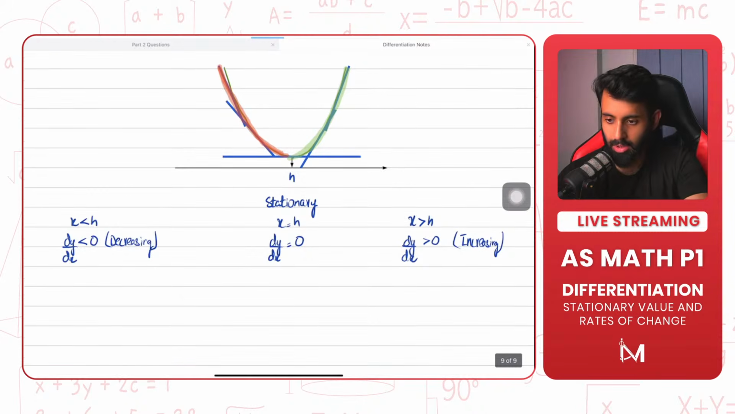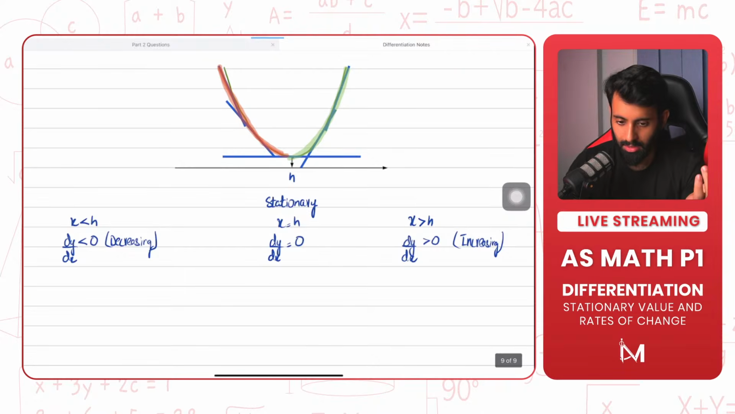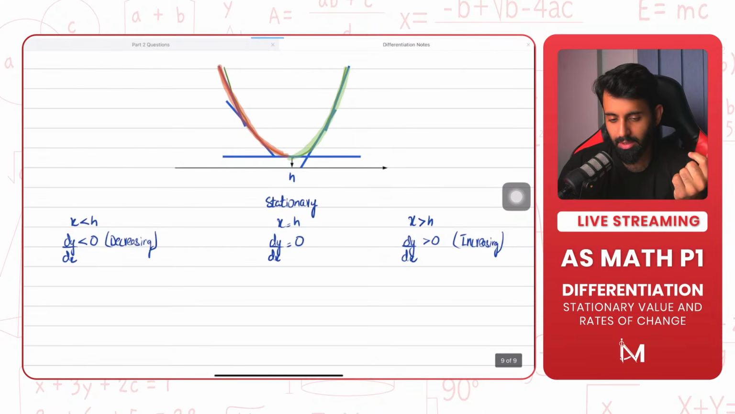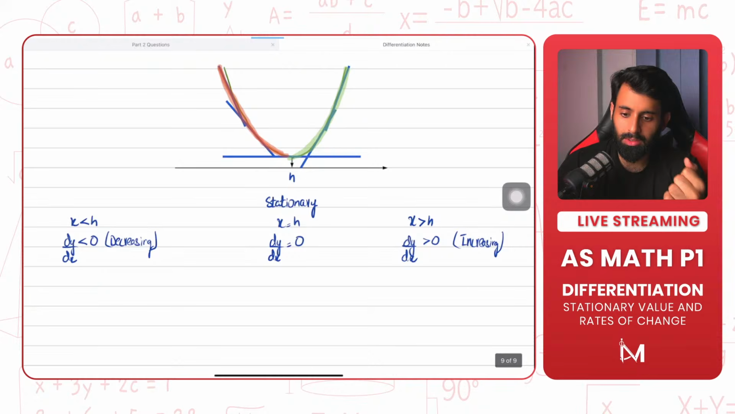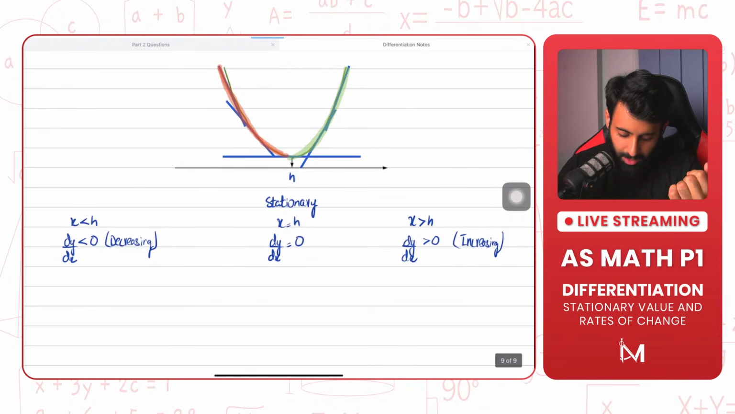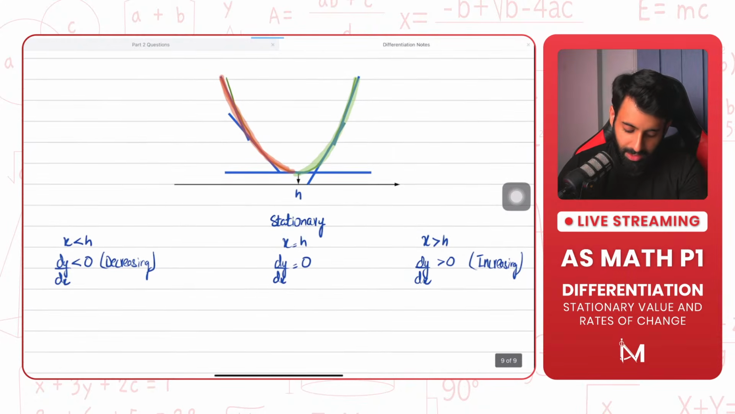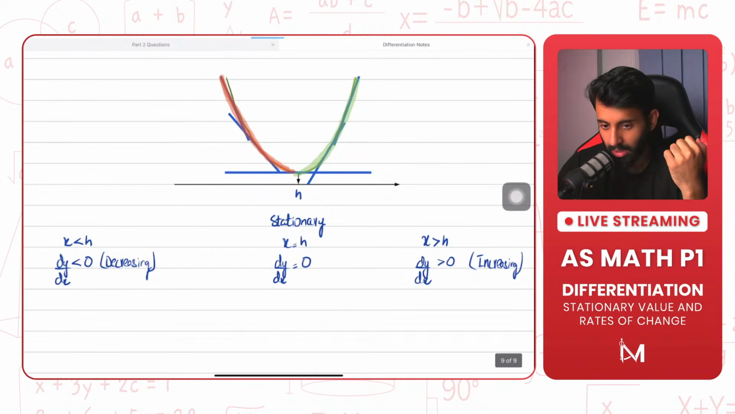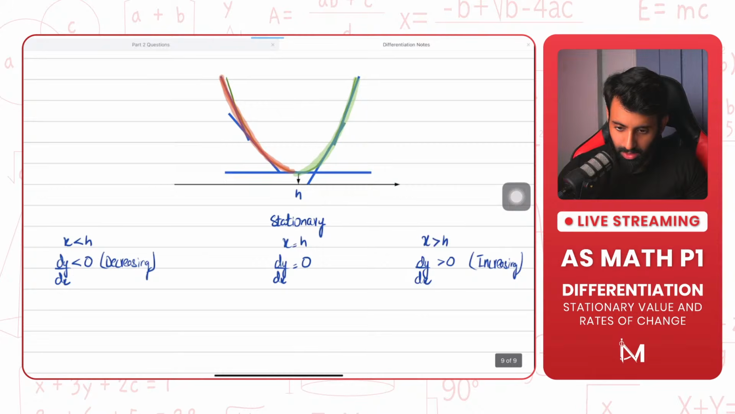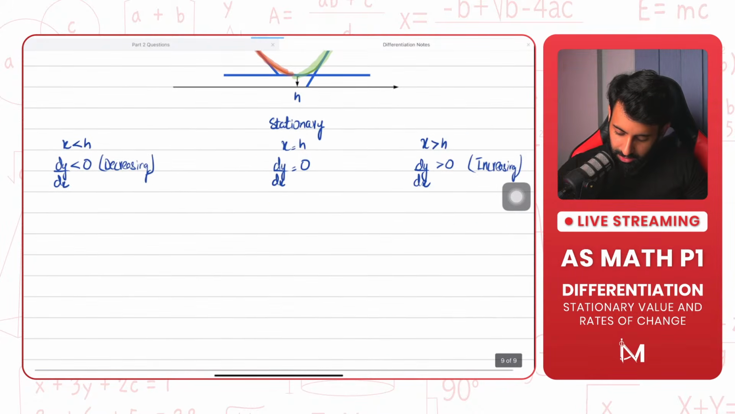Remember, an increasing function basically means that the y values are increasing, which means that the gradient is positive. It's going to be greater than 0. And a decreasing function basically means that the y values are gradually decreasing and the gradient will be less than 0. Now, let's do an example to further understand this.